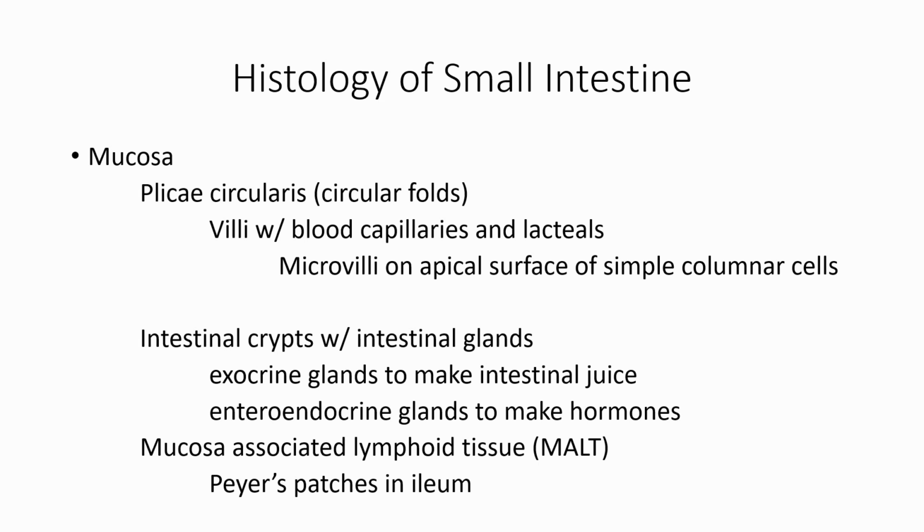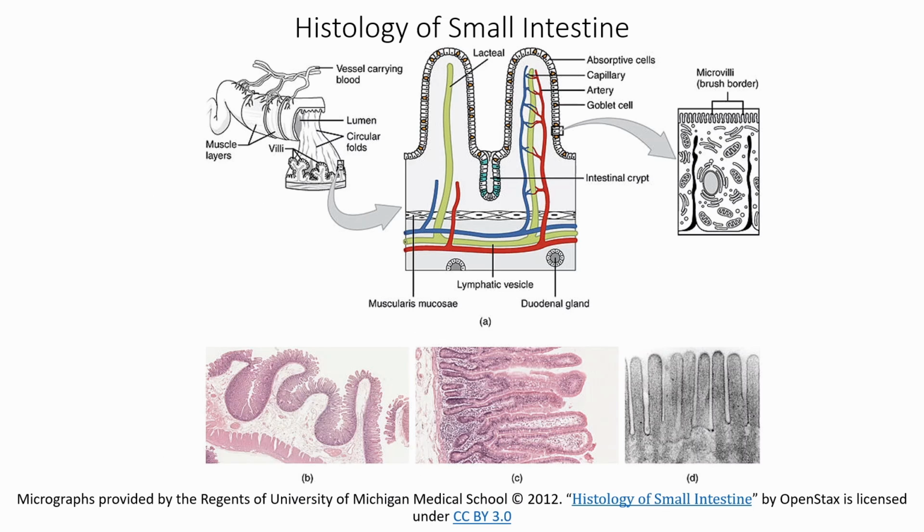Villi and microvilli are just little projections. The whole point is to increase the surface area, because the more surface area we have, the more nutrients can come into direct contact with the small intestine tissue, the more nutrients we can absorb in a short period of time. We also have intestinal crypts with the intestinal glands to make intestinal juice with the exocrine glands, and hormones. We also have our MALT tissue, the Peyer's patches that we talked about before, that basically help protect us from pathogens.